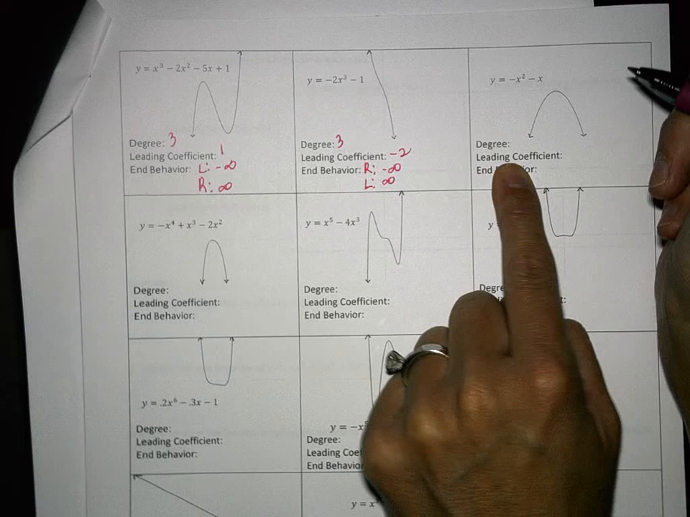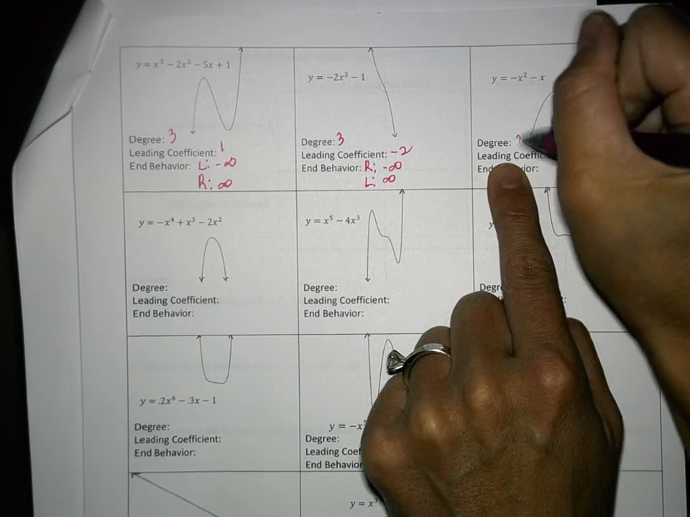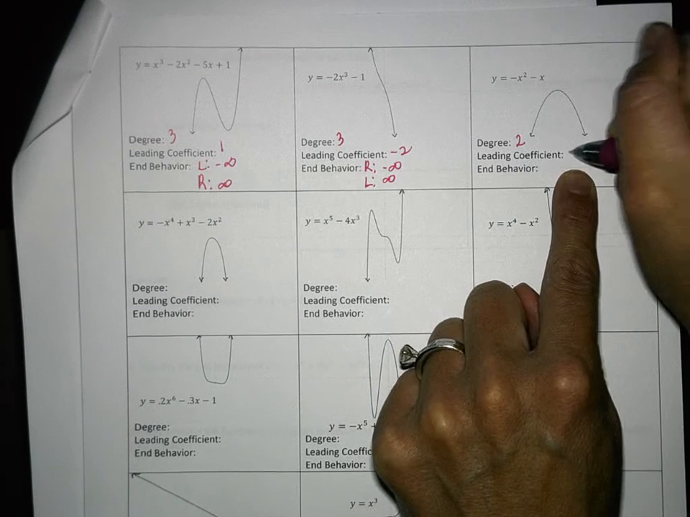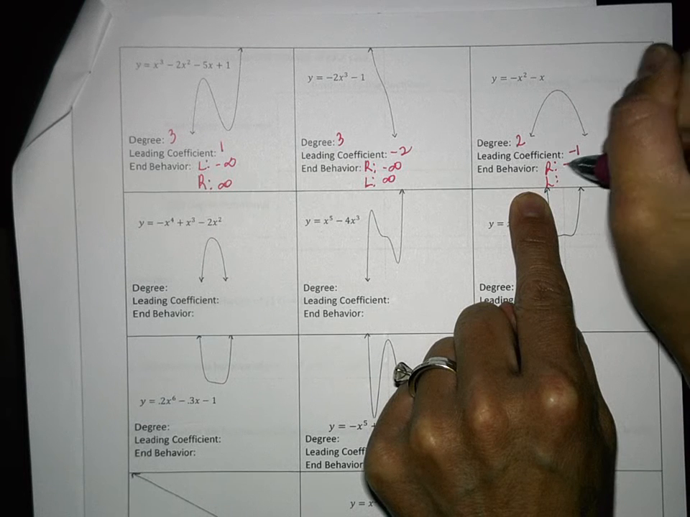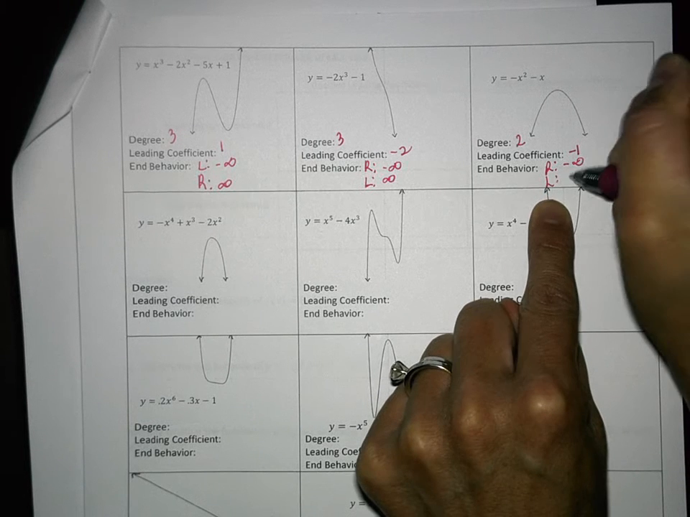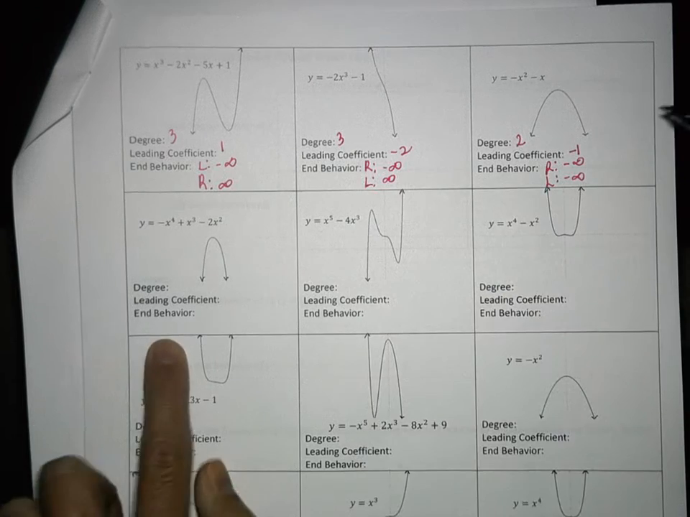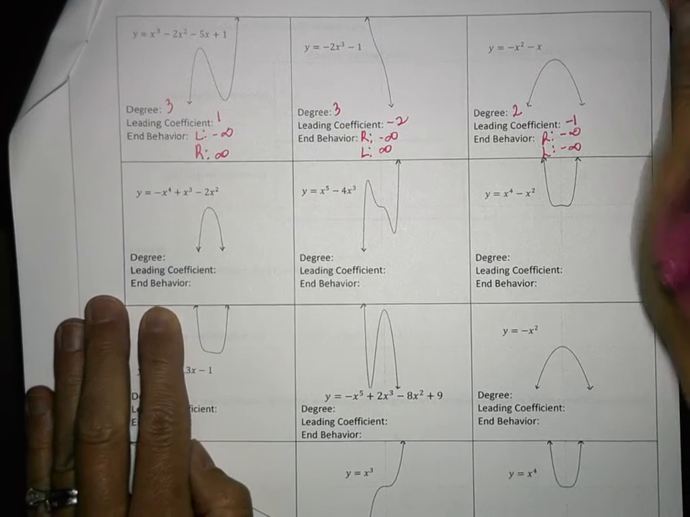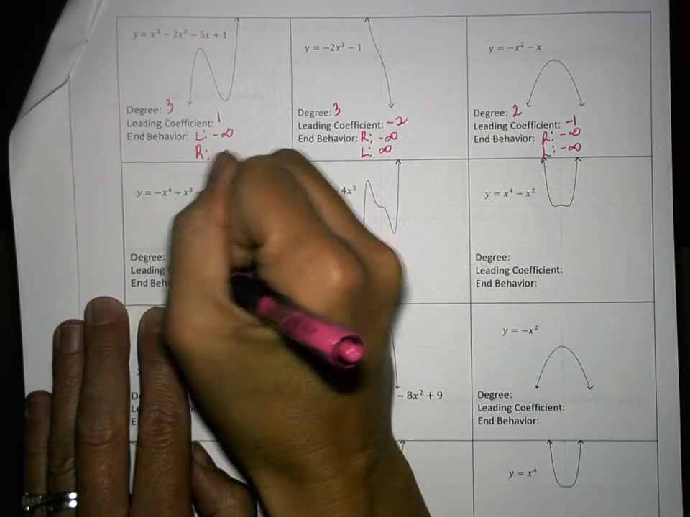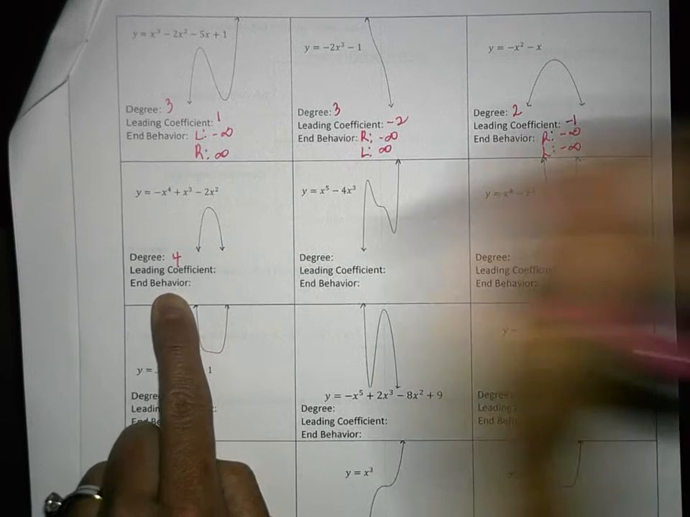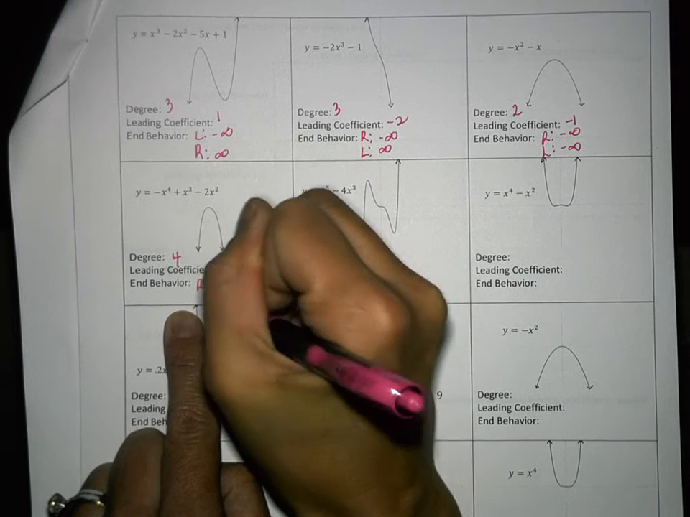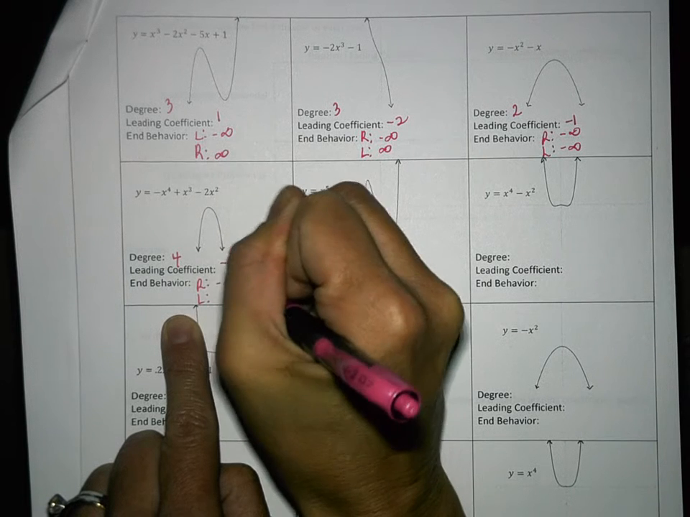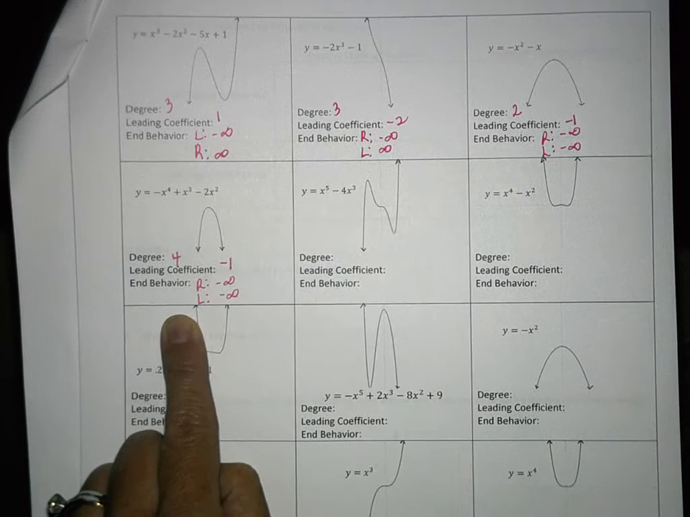Okay, what is the degree of this next one? 2. Leading coefficient is -1, and the right end behavior is negative infinity, and the left is also good. Okay, moving down. What is my degree on the next one? 4. Leading coefficient is -1, and the end behavior on the right and left is negative infinity. Am I going too fast?